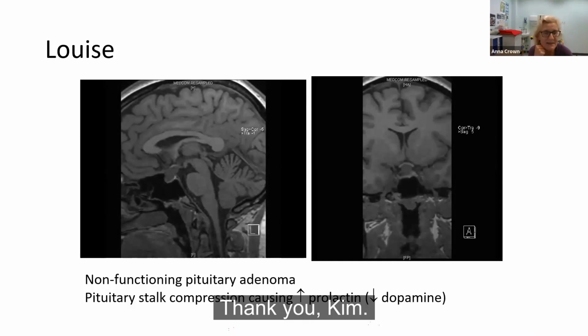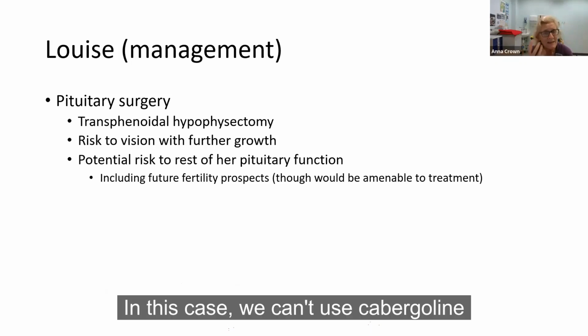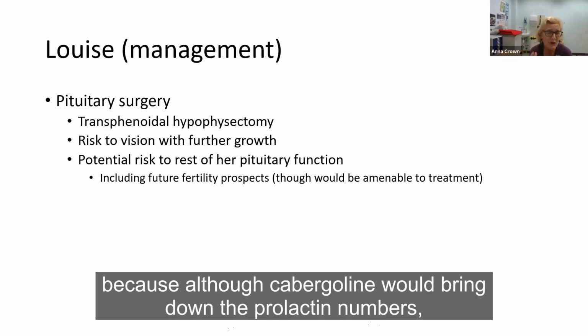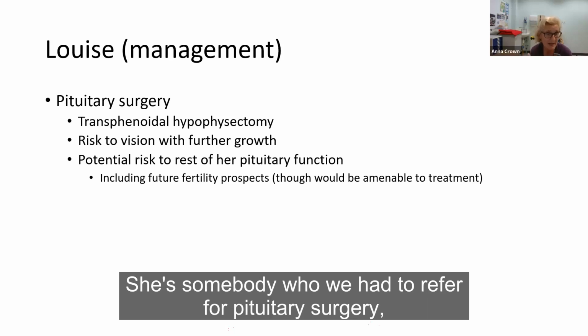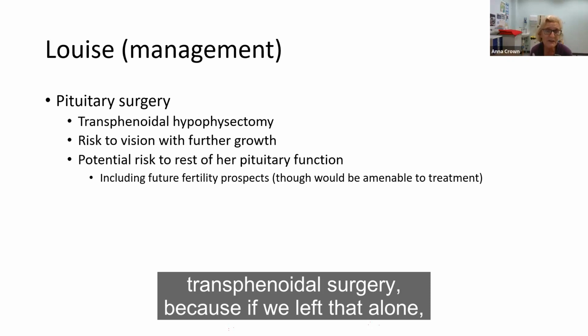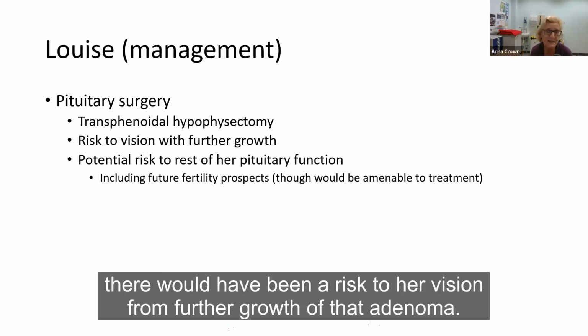So next slide, please. Thank you, Kim. So in this case, we can't use cabergoline because although cabergoline would bring down the prolactin numbers, it won't shrink that swelling, and that swelling is compromising her vision. So she's somebody who we had to refer for pituitary surgery, transsphenoidal surgery, because if we left that alone, there would have been a risk to her vision from further growth of that adenoma.